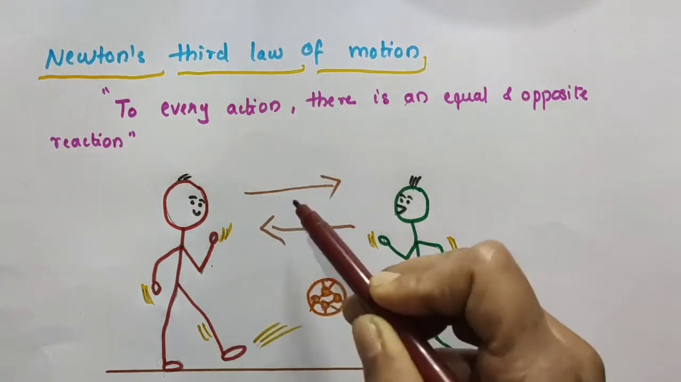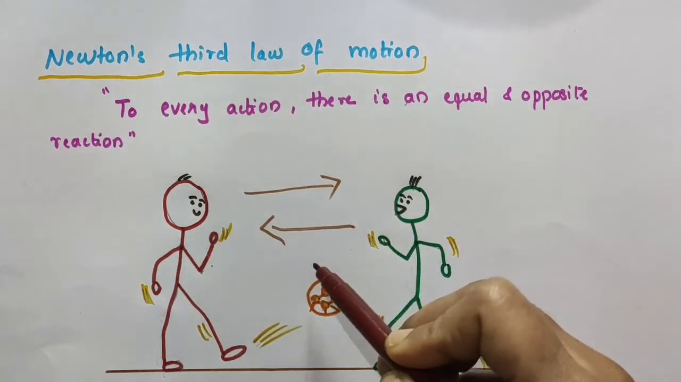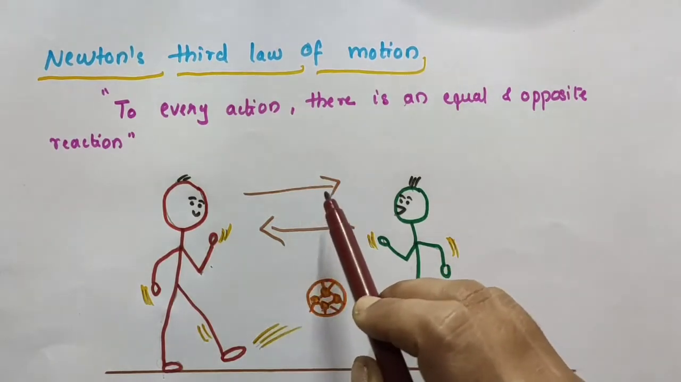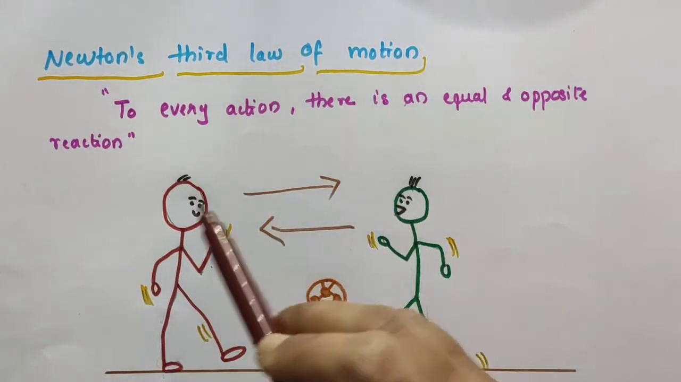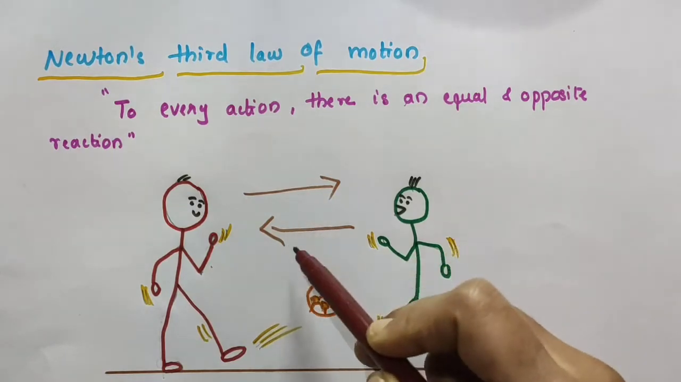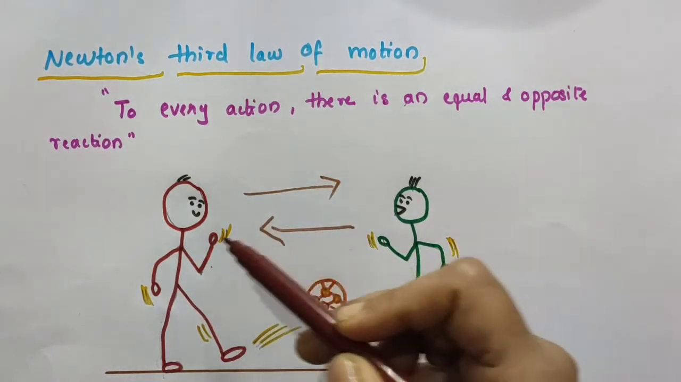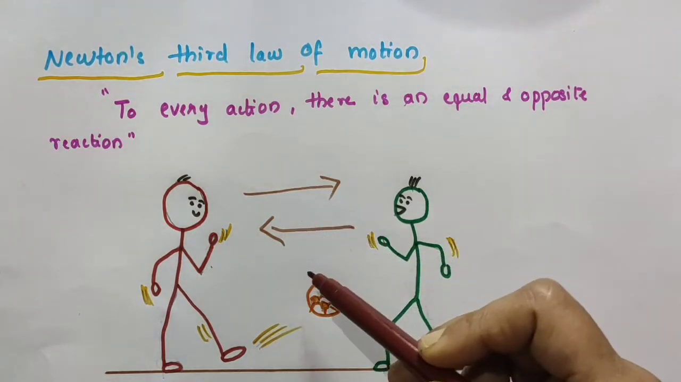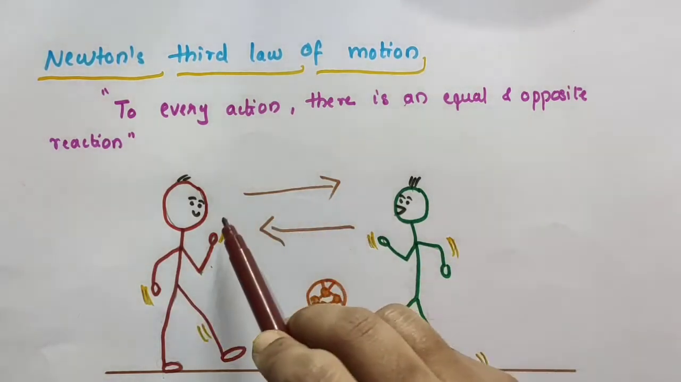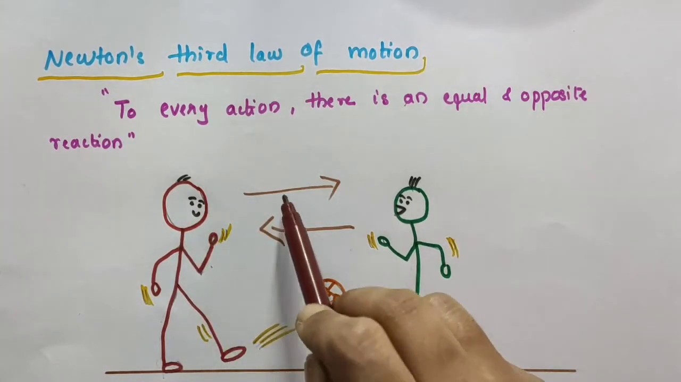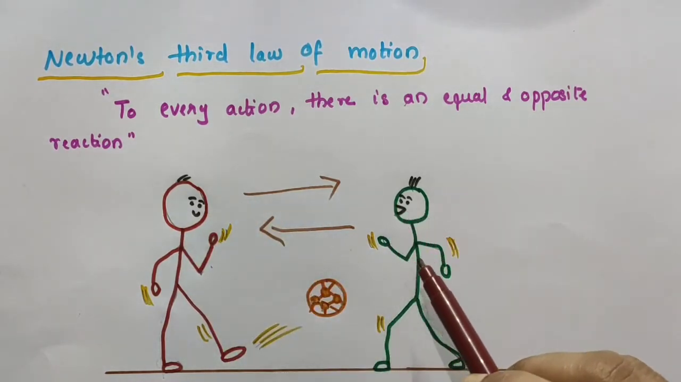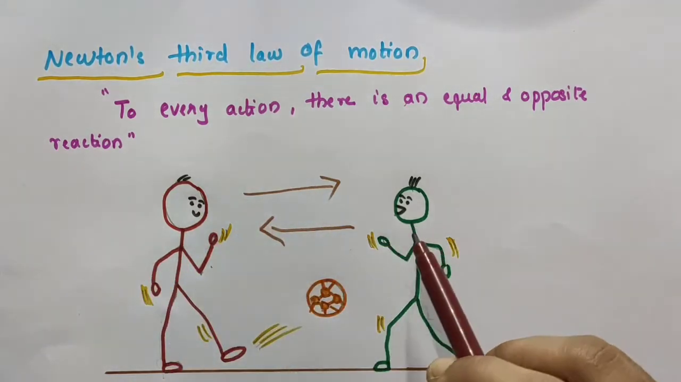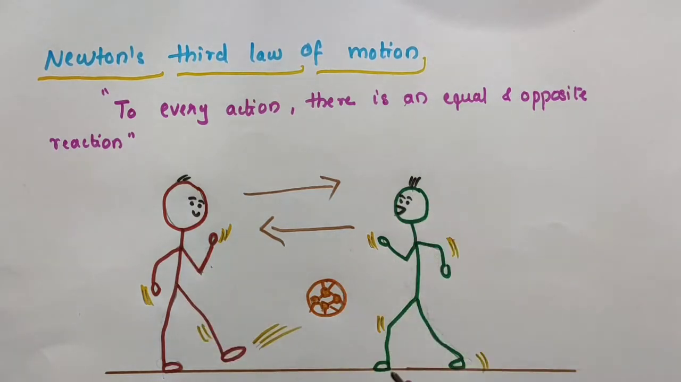So these two forces are acting in opposite directions, and on two different persons. This force is acting on this person and this force is acting on this person. Both the forces are opposite in direction. One is along this direction, another one is in the opposite direction. That is, the two forces are not acting on the same person. One force is acting on the first player and the other force is acting on the second player. These two opposing forces are acting on two different players, or in general two different objects.